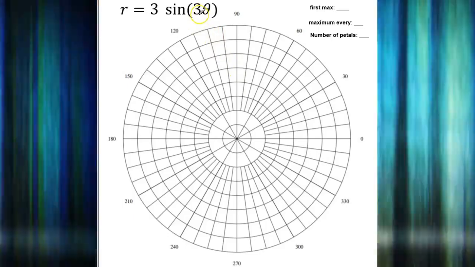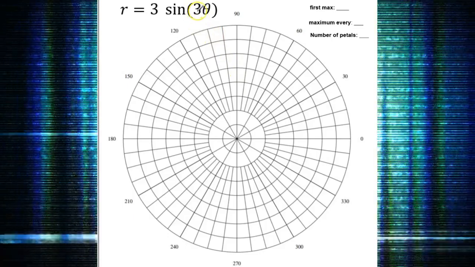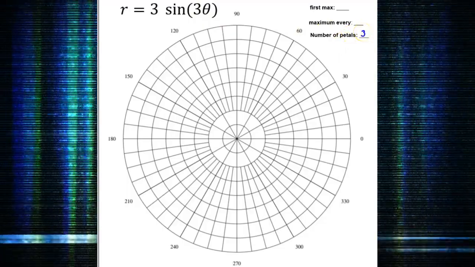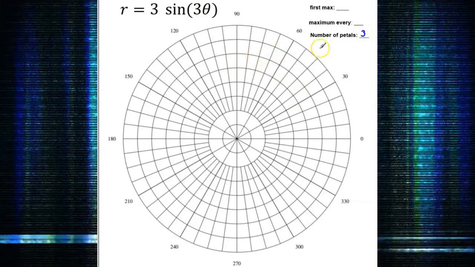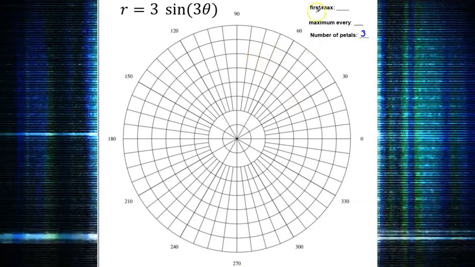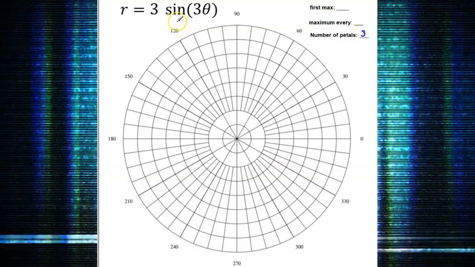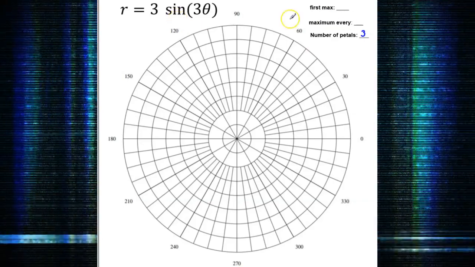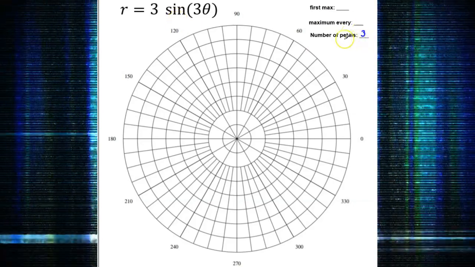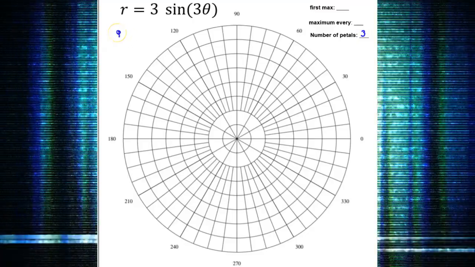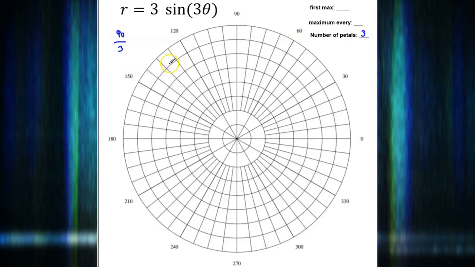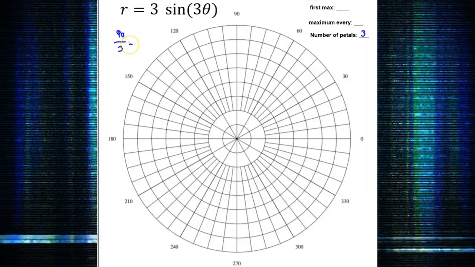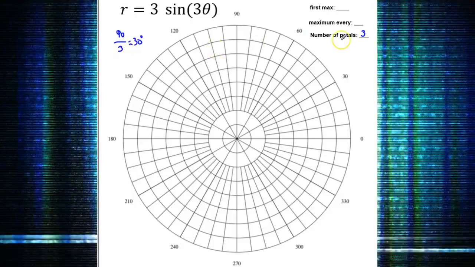Let's graph this. Now N is 3 on this one, and that's odd. So from what we said before, that means the number of petals is going to be the same. It's going to be 3. The next thing is we need to figure out the starting point. Because we're dealing with a sine function, our first maximum, our starting value, is going to end up being 90 divided by that same number of petals value that we got. So it's going to be 90 divided by 3. So 90 divided by 3 is 30. That means our starting value, our first maximum, is going to happen at 30 degrees.